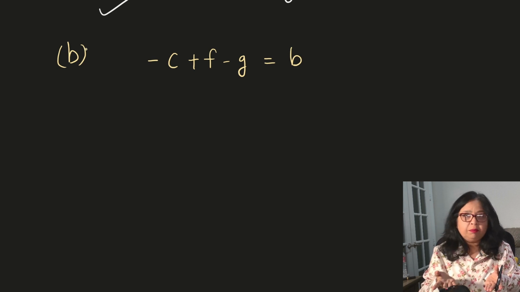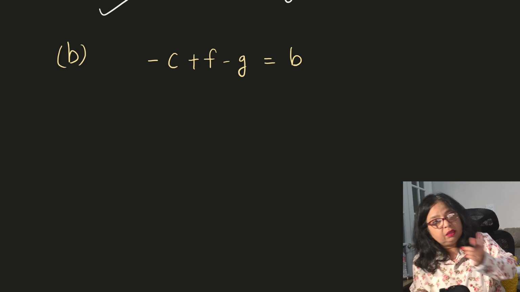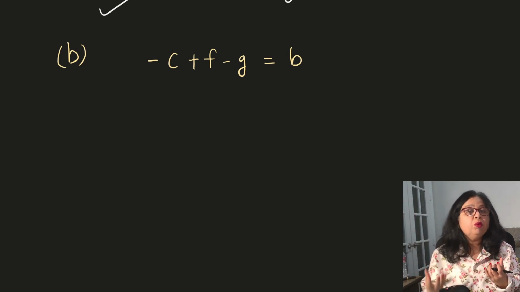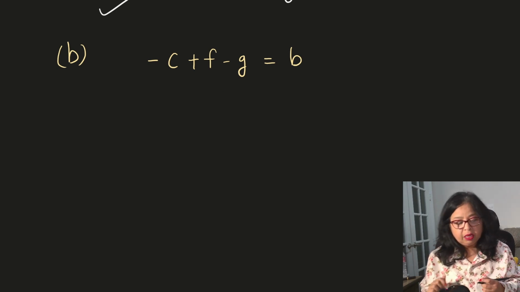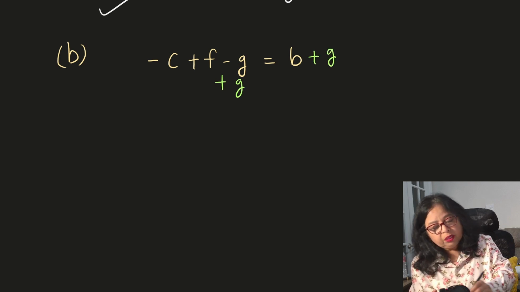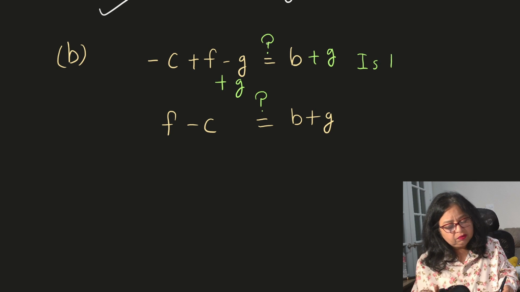It doesn't really matter. So how about we just follow the same procedure as we did in option A, where we have two terms on one side of the equation and two on the other side. To do that, let me go ahead and add g on both sides of the equation. What would this give me? F minus c equals b plus g. Is this true?